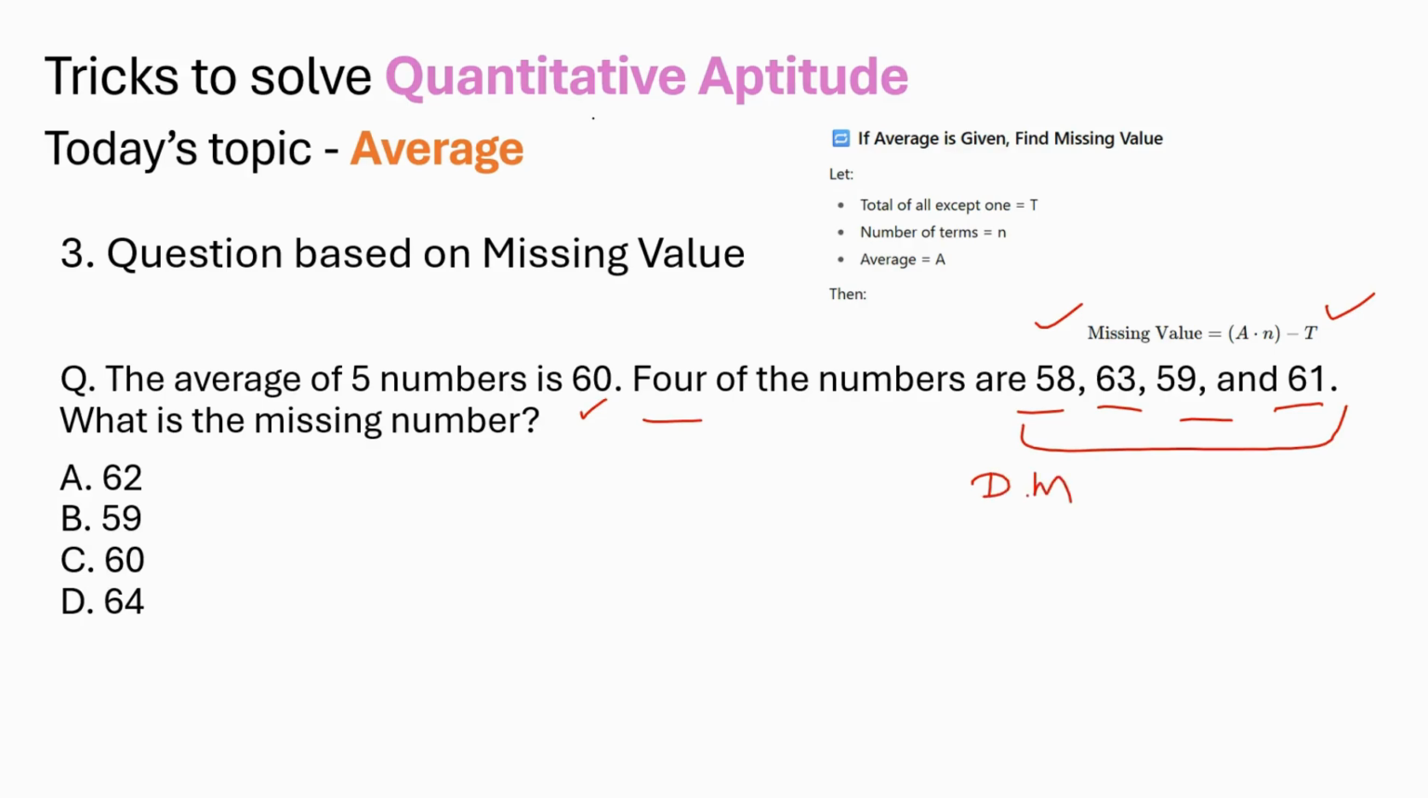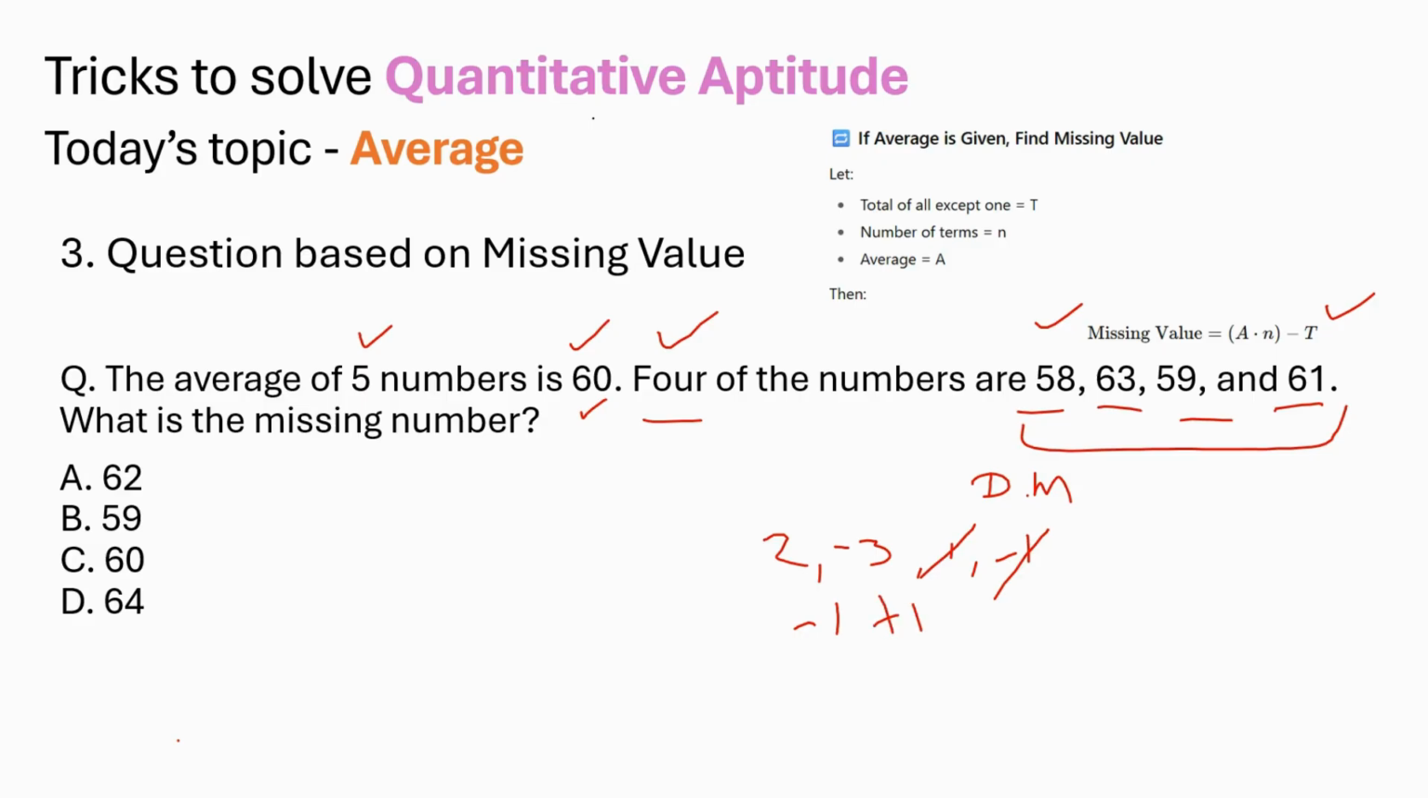In the deviation method, we have the average here and we just need to find the deviation of these numbers. Just subtract these numbers one by one from this average. So 60 minus 58 is 2. 60 minus 63 is minus 3. Then 60 minus 59 is 1. And then 60 minus 61 is minus 1. So if we sum these, our answer is minus 1. So this is the deviation from 4 numbers. So our fifth number is the one where the deviation should be plus 1.